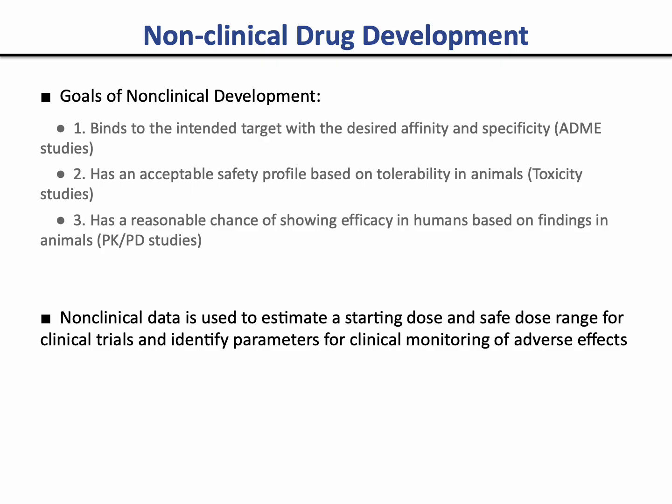Second, toxicity studies establish the safety profile. These studies are conducted in at least 2 animal species, typically a rodent, rat or mouse, and a non-rodent, dog or primate, to identify potential adverse effects before human exposure. The studies must be conducted under good laboratory practice, GLP, conditions.